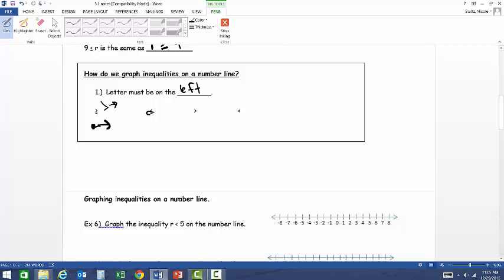And in this one, this little underline here still means a solid dot. The solid dot means it's included. And your arrow is going to go left this time. For this one, there's no underline, so it's going to be an open dot. It's going to go to the right. This one also has no underline, so it's an open dot and goes to the left.